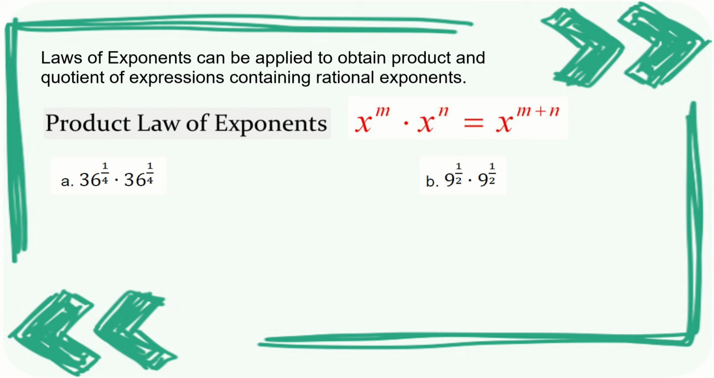Our next slide is about the laws of exponent that can be applied to obtain products and quotients of expressions containing rational exponents. So if you still remember the product law of exponent, that is x raised to m times x raised to n is equal to x raised to m plus n. So in our example, letter A, if we're going to apply the product law of exponent, we simply copy the base, which is 36, then we add the exponents, 1/4 plus 1/4, and the answer is 36 raised to 2 all over 4, or simply 36 raised to 1 half.